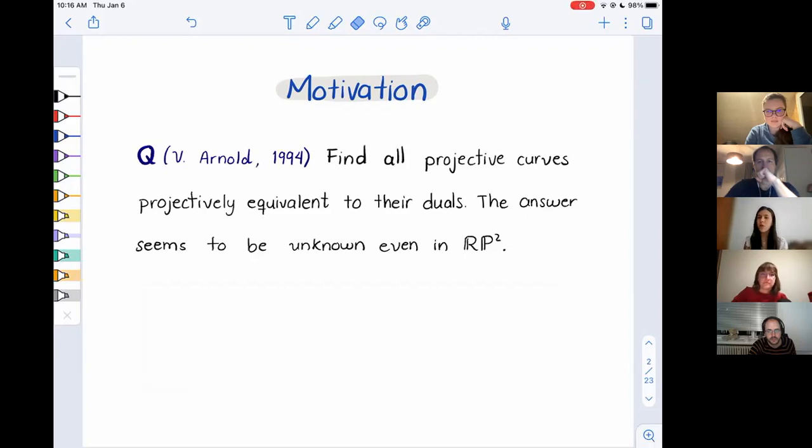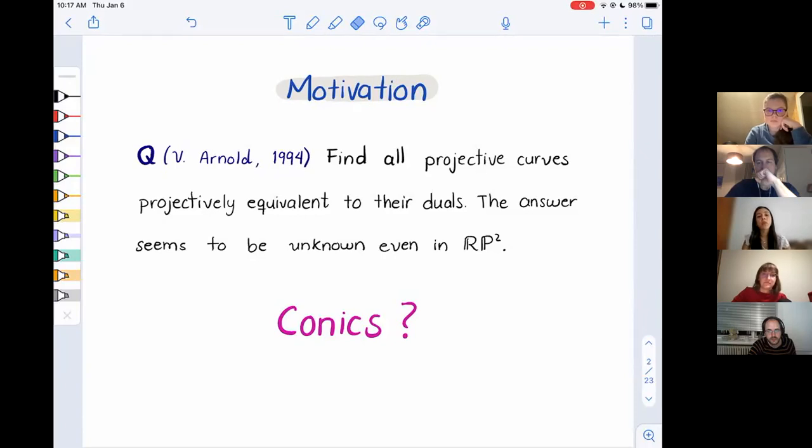Now, if you are an algebraic geometer, probably you're raising your eyebrows right now and maybe saying, okay, wait, what about conics? We know that those are self-dual curves in RP2, so what are you talking about? The thing here is that the notion of self-duality that we have in the classic algebraic geometric sense is slightly different to the notion that Arnold had in mind.